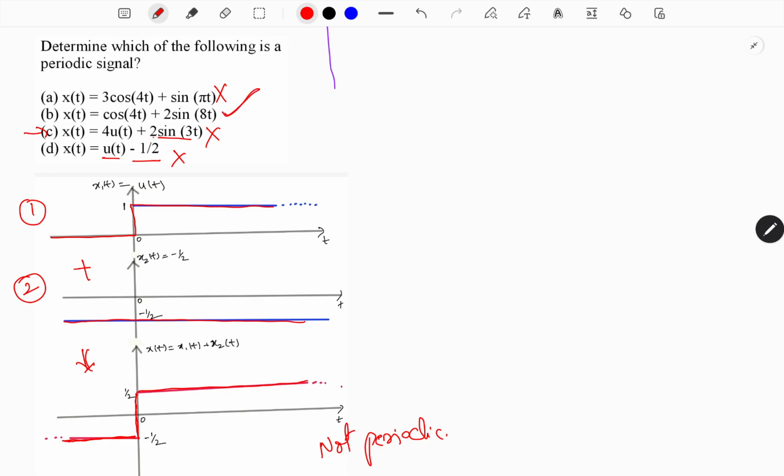Option B is correct. Periodic signal. Thank you.